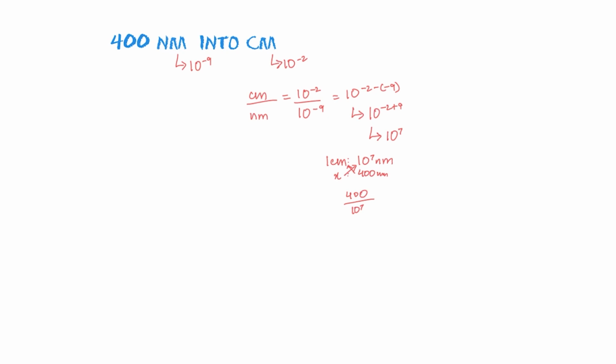To do that, can you also write 400 by multiplying 4 into 100? Isn't this equal to this? And so can you write 4 into 100 divided by 10 to the power 7? And if you can do that, you can also write 4 into 10 to the power 2 divided by 10 to the power 7. Since the bases of 10 to the power 2 and 10 to the power 7 are the same, you can again apply the rule of indices, which leaves you with 4 into 10 to the power 2 minus 7. That leaves you with 4 into 10 to the power minus 5, which means that 400 nanometers is equal to 4 into 10 to the power minus 5 centimeters.